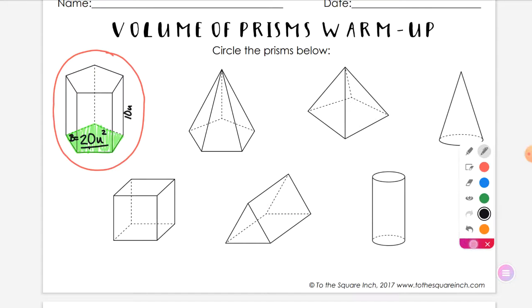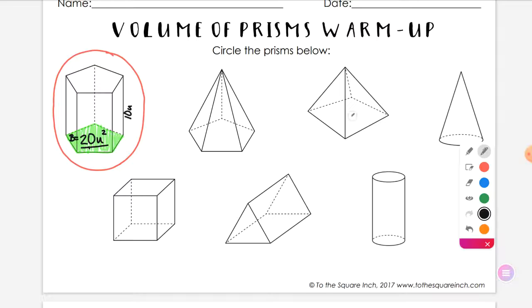Okay, second one. Nolan, is it a prism? No. Why not? It's a pyramid because it doesn't have 2 bases. Okay, it's a pyramid because it only has one base. Can you name it? A pentagonal pyramid. It has one pentagonal base and 5 triangular faces.